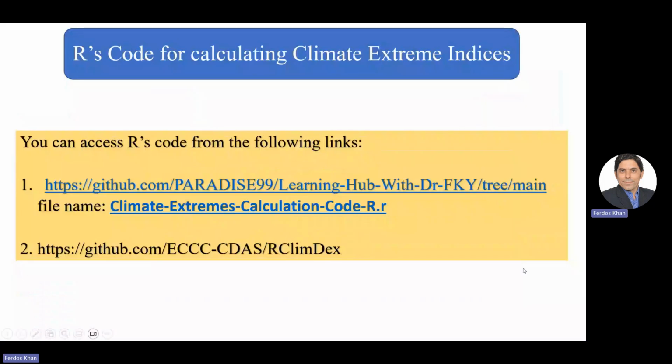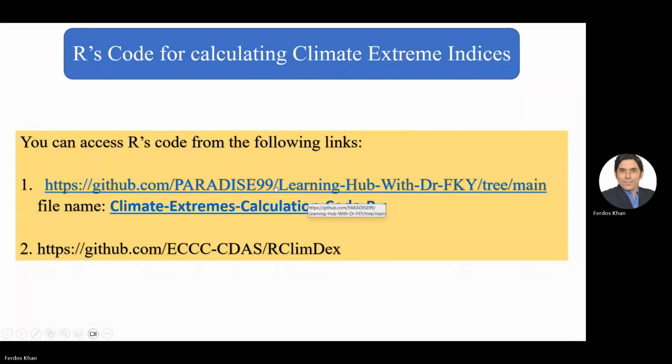Hello guys, in this video I would like to explain how you can access R code for calculating climate extreme indices. Before this, I did a video in which I explained how you can calculate climate extreme indices using R or RStudio, but unfortunately I did not mention any source for the R code. So in this video I would like to show you how you can access this R code, which I used from a repository, and this means GitHub.